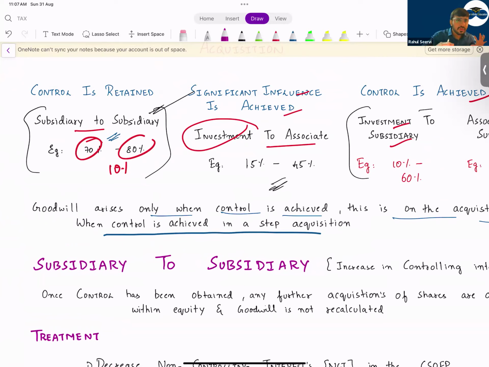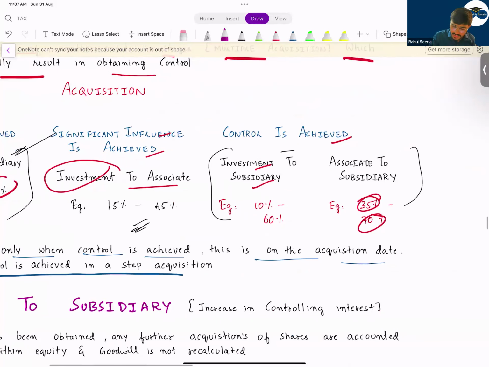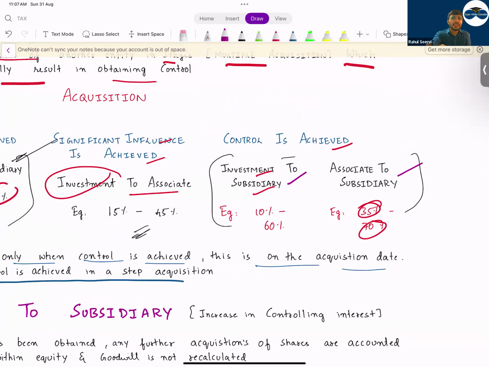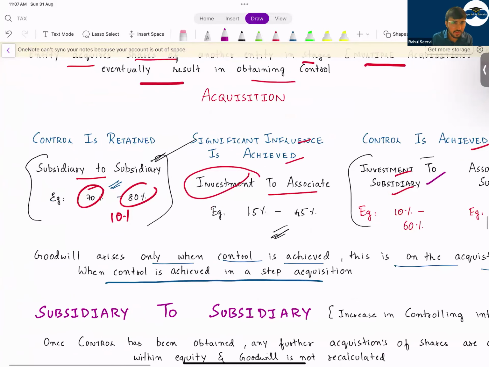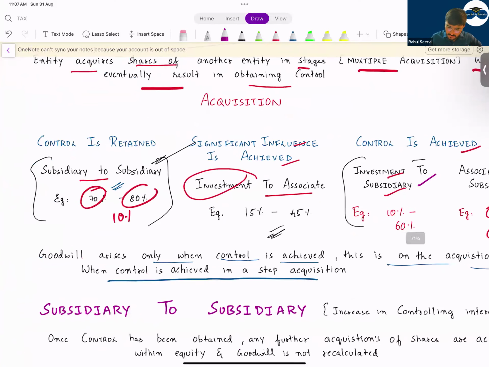Excuse me. If a company already has a control, will the company again calculate the goodwill? No. Write down this. Write down. You'll be getting marks. Then investment to subsidiary, associate to subsidiary. Can I say in this next case, what we will have? Control is achieved. In this case, we will calculate what? Goodwill. So in this first case, goodwill is not calculated. In the second case, goodwill is calculated. Now, next one.